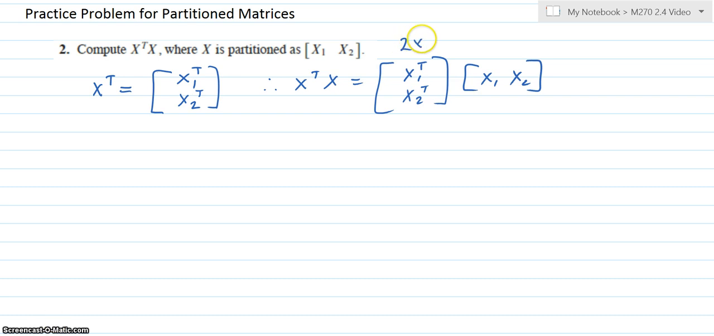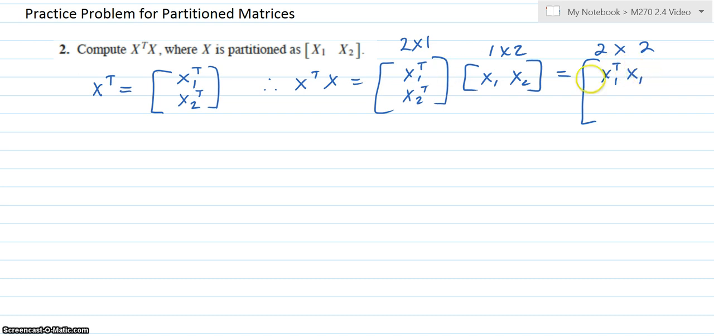This is a 2 by 1. This is a 1 by 2, so don't get that confused and make it a 1 by 1. This is actually a 2 by 2. And what is it going to be? Well, we're going to do the first row. This one's the first row, first column. So it's going to be x1 transpose times x1.